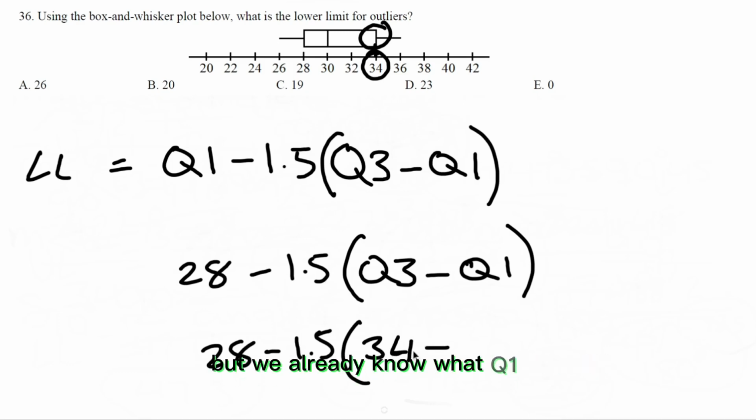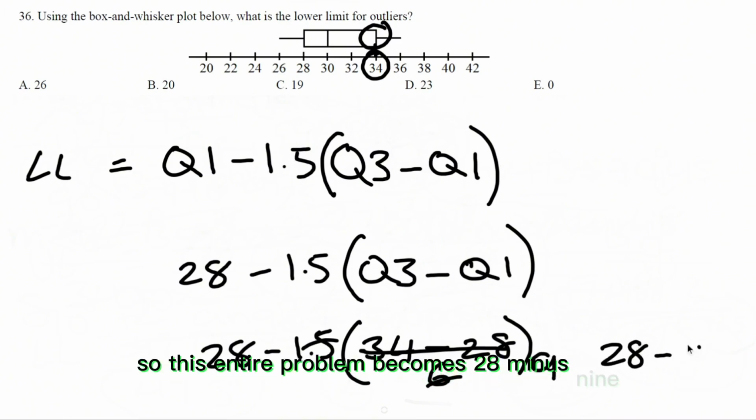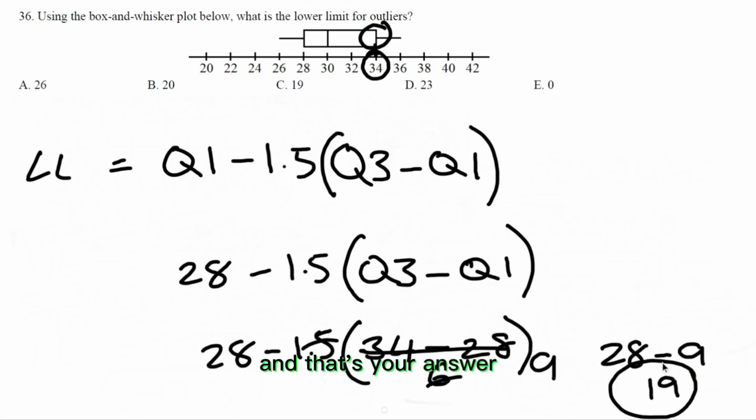Well, we already know what Q1 is, and that's 28. Alright, so 34 minus 28, that's just 6. 1.5 times 6, that's just 9. So this entire problem becomes 28 minus 9. And the answer to that is 19. And that's your answer.